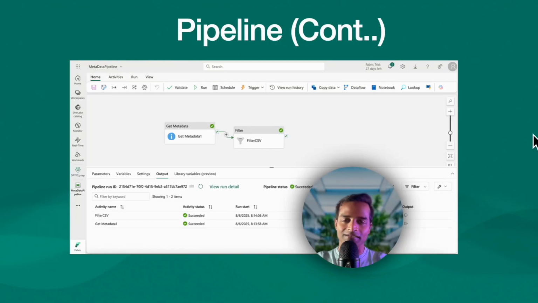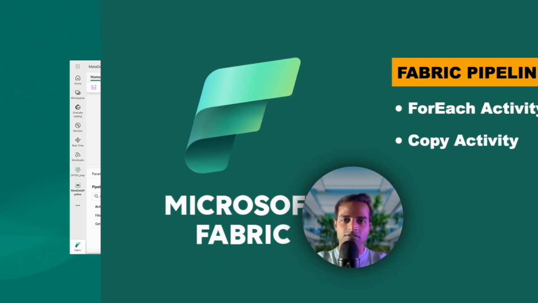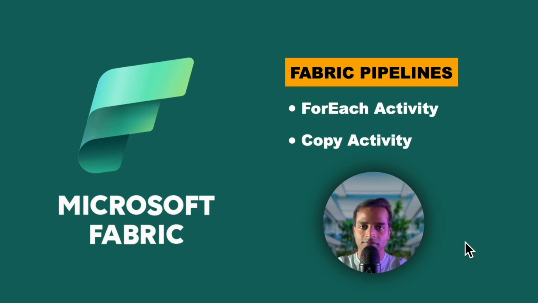Hello all, welcome back. This video is the continuation of the previous video where we built two activities inside a pipeline. One is get metadata and the other is filter. In this video, we're going to build two more activities inside this pipeline. First one is for each, which is like a for loop, and the other is a copy activity. So let's start.